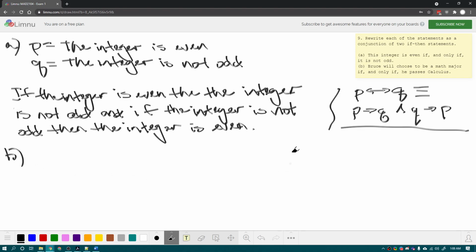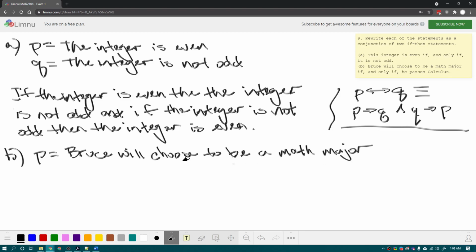Let's move on to B. Again, I'm going to use the same format. It's a different statement. Bruce will choose to be a math major if and only if he passes calculus. As I did before, I'm going to write my predicates. P is Bruce will choose to be a math major. And Q is equal to Bruce passes calculus.